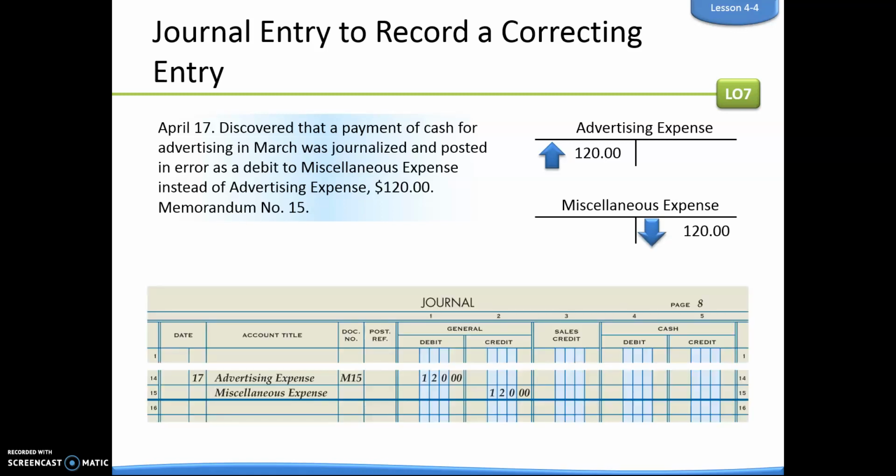So when we put it in our journal, we put it on April 17th. We write advertising expense, miscellaneous expense. We put our M15 because that was the memorandum. And we put 120 and 120. Please note that we do it on April 17th. We don't backtrack and say that it should have been in March, because what's happening is we found the error in April, and so that's where it's going to actually get journalized. So that's a correcting entry.